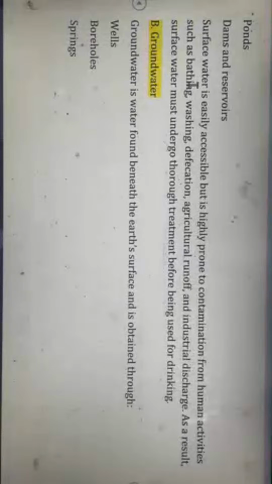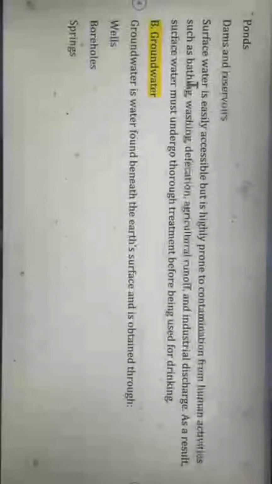From the word surface, it is on top of the earth's surface, on the earth crust. It is not in the core, and it is not in the mantle of the earth. It's in the earth crust. The three structures of the earth are the mantle, the crust, and the core. So surface water is water located in the crust of the earth.